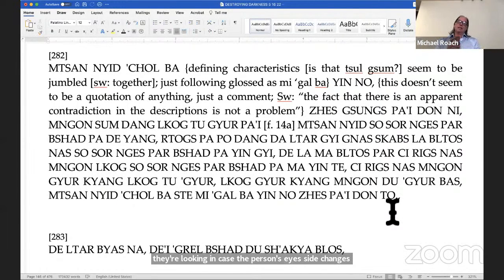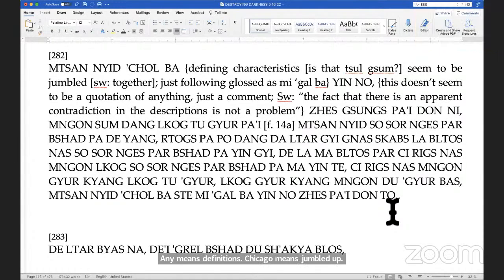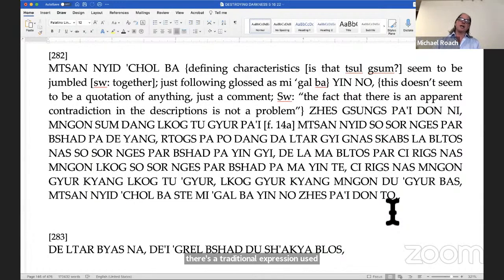Okay. Now, there's a traditional statement here that things would get messy. Seni chulwa. Say it, Seni? Chulwa. Yeah, things would get messy. Seni means definitions. Chulwa means jumbled up. Okay, so there's a traditional expression used to describe the obviousness and the hiddenness, where they say things would get messy.